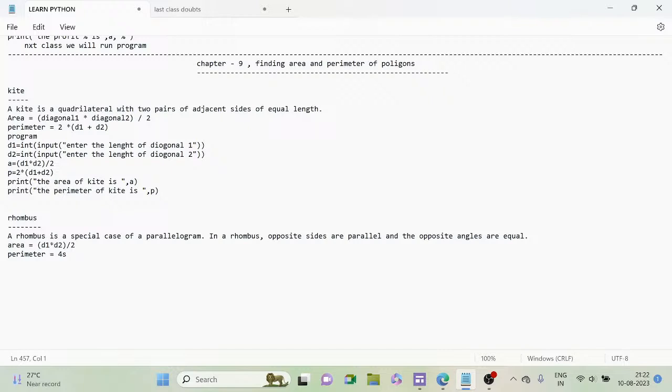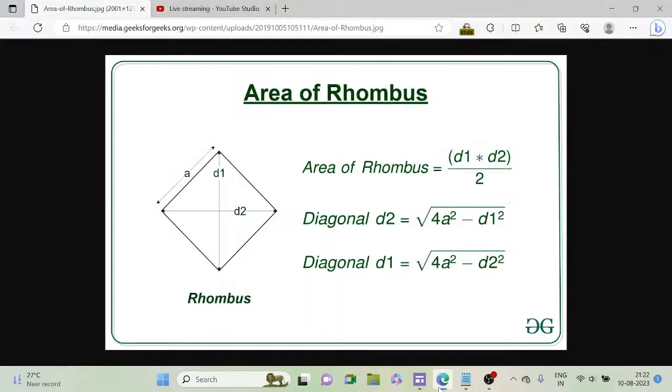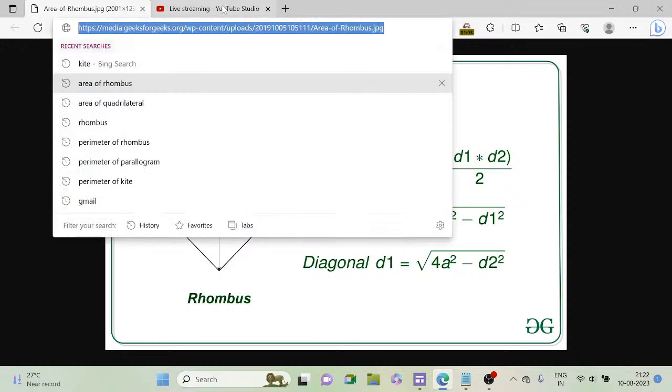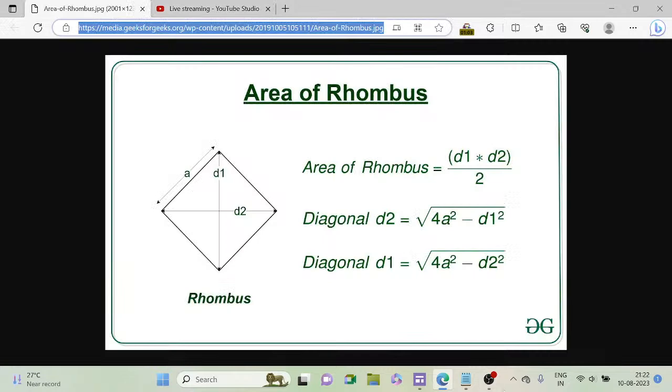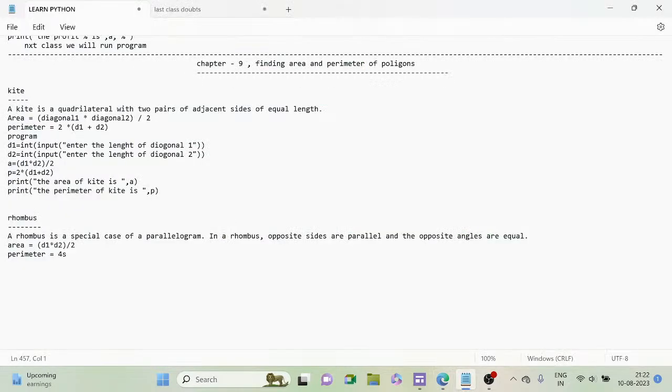And perimeter is 4s, 4 into s, means 4 times multiplied by the sides. See, this is the one side, like a is one side. So like that. Hope it's clear. Now let's do the program.